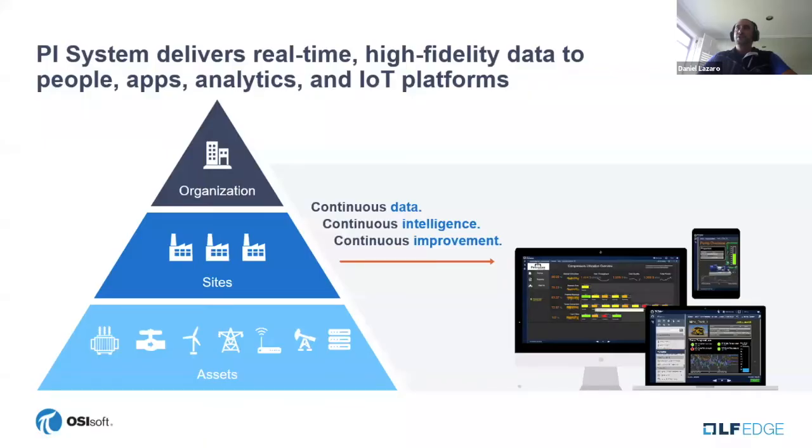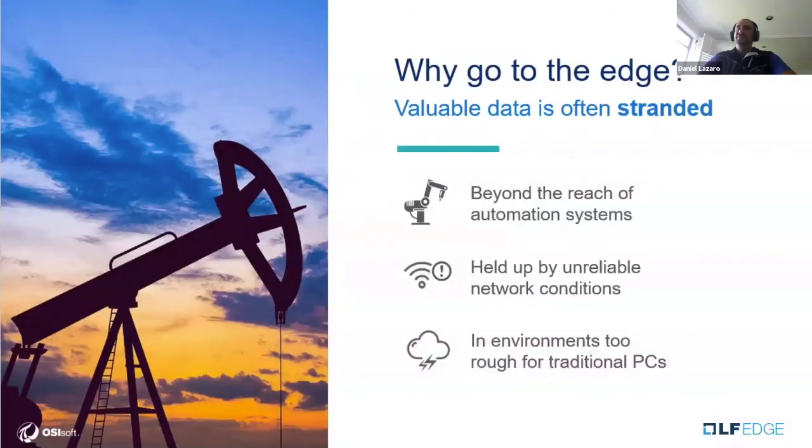So in summary, OSIsoft PI System delivers real-time, high-fidelity operations data to people, applications, and AI/ML platforms. Data from assets, sites, and organizations rendering on any client device anywhere. In our world today, the competitive winners will be decided by who drives the best, fastest decisions on a continual basis. That can be achieved by using continuous data to power continuous intelligence, which drives continuous improvement.